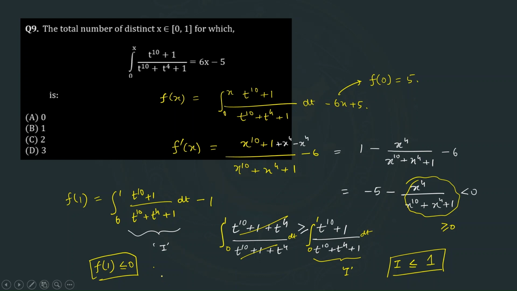So what does this tell us? It tells us that f(x) is a decreasing function and f of 0 is 5. And also the value of f(x) at x equal to 1 is less than or equal to 0. That means there must be a root of f(x) in the interval closed 0 to 1. That means the total number of distinct x belonging to 0 to 1 for which this equation holds true is 1. So option B will be the correct option for this question.